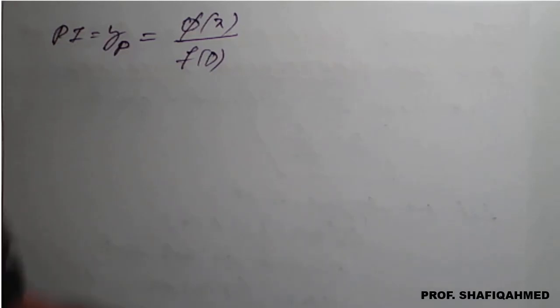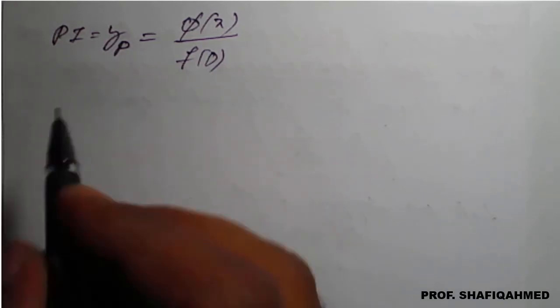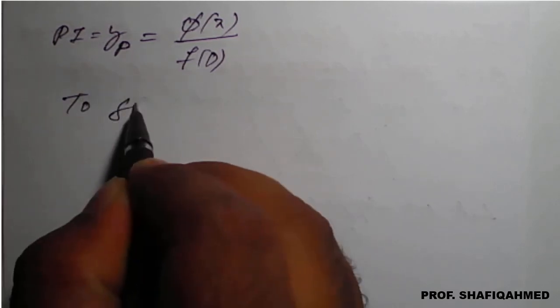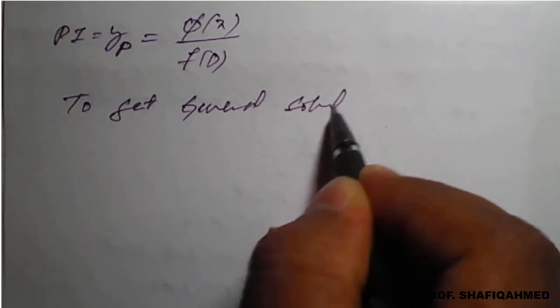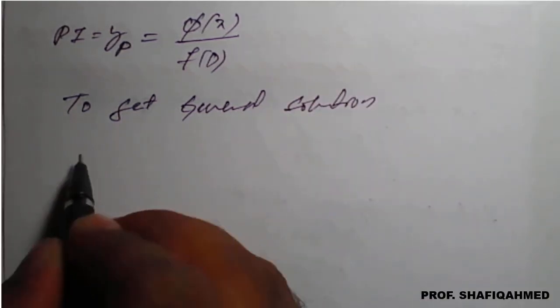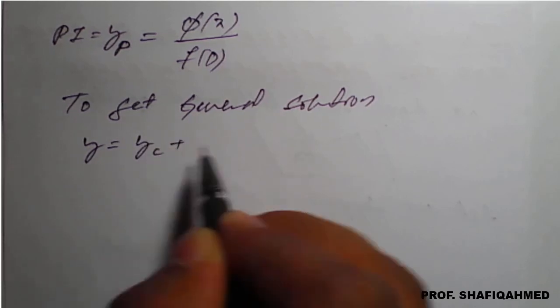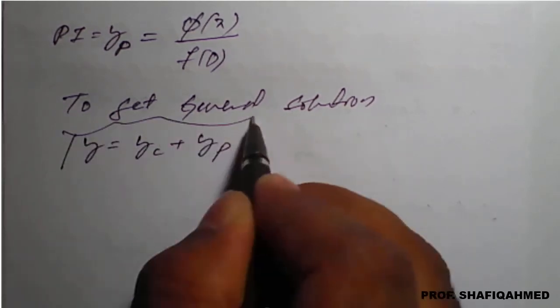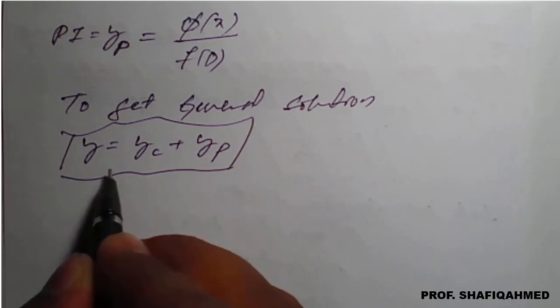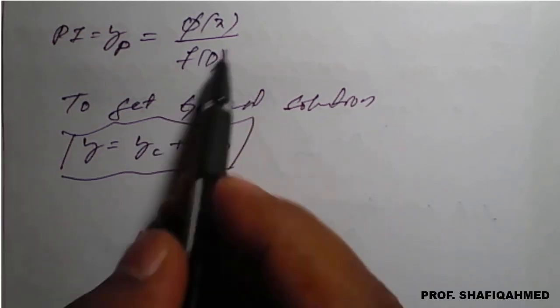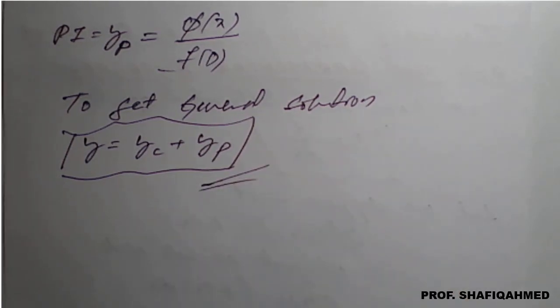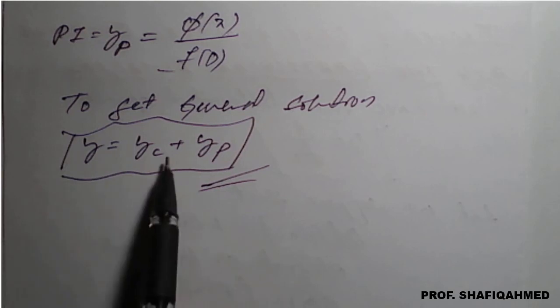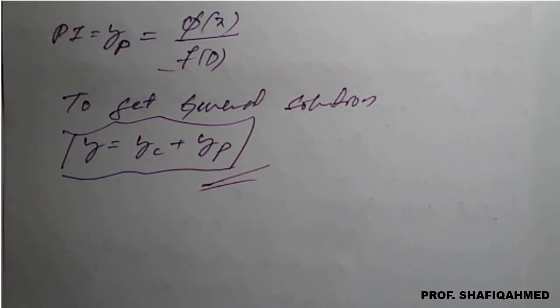So these are the ways. To get the general solution of this non-homogeneous differential equation, y is equal to yc plus yp. You know how to get yc, the same procedure we need to follow here, but to get yp we need to use this concept. In this way, with the help of yc and yp, we can conclude the general solution for the case of non-homogeneous differential equations.